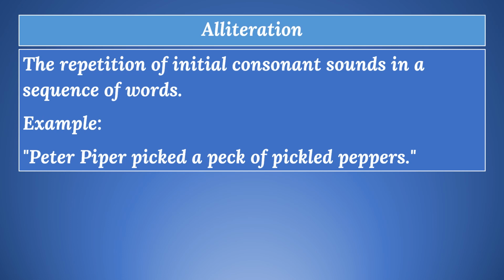The next figure of speech is alliteration. Alliteration is the repetition of initial consonant sounds in a sequence of words. For example, Peter Piper picked a peck of pickled peppers. Now in this line, we find the initial consonant sound P repeatedly in this sentence. Peter Piper picked.